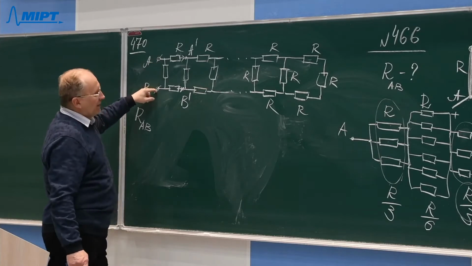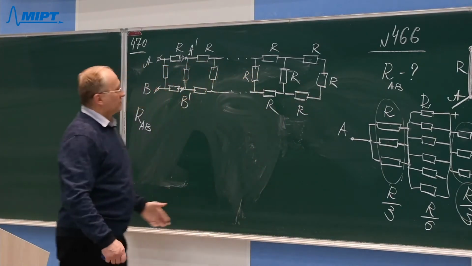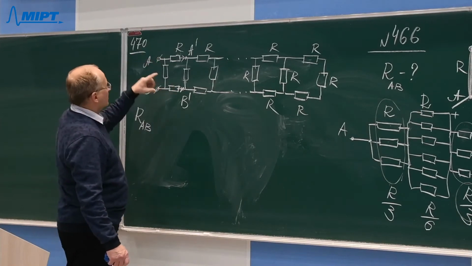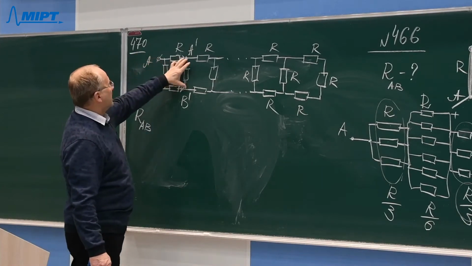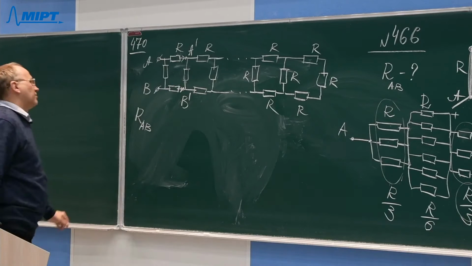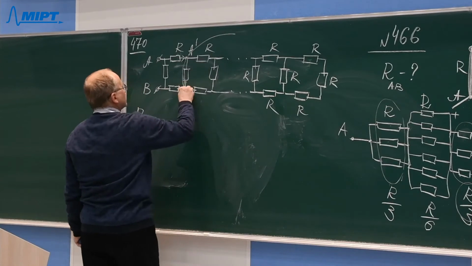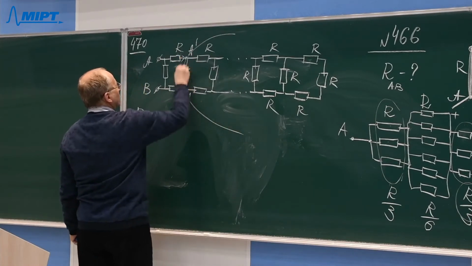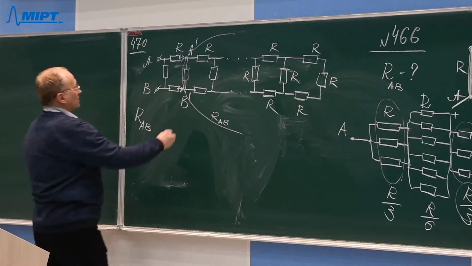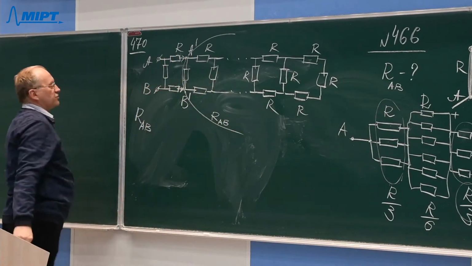It's obvious that if this circuit is very large, practically infinite, then the resistance of the infinite circuit between points A and B will be the same as the resistance between A prime and B prime if the first cell is disconnected. That means that all this circuit here has the resistance between points A and B, which is equal to R_AB. The resistance here of the remaining circuit is the same as the resistance of the original circuit.